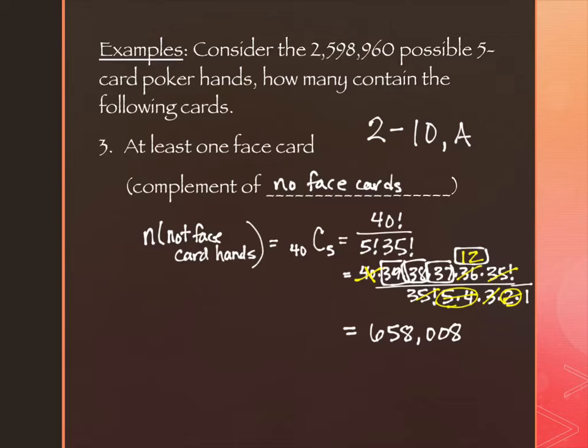658,008. But that's not the answer to my question. That's the number of ways I get what I don't want, right? The first step is always figuring out what I get that I don't want. So how do I figure out what I get that I do want? Well, I subtract. So the number of ways of what I want to have happen equals the number of ways that anything can happen, minus the number of ways that I get what I don't want. And the don't want I already calculated.